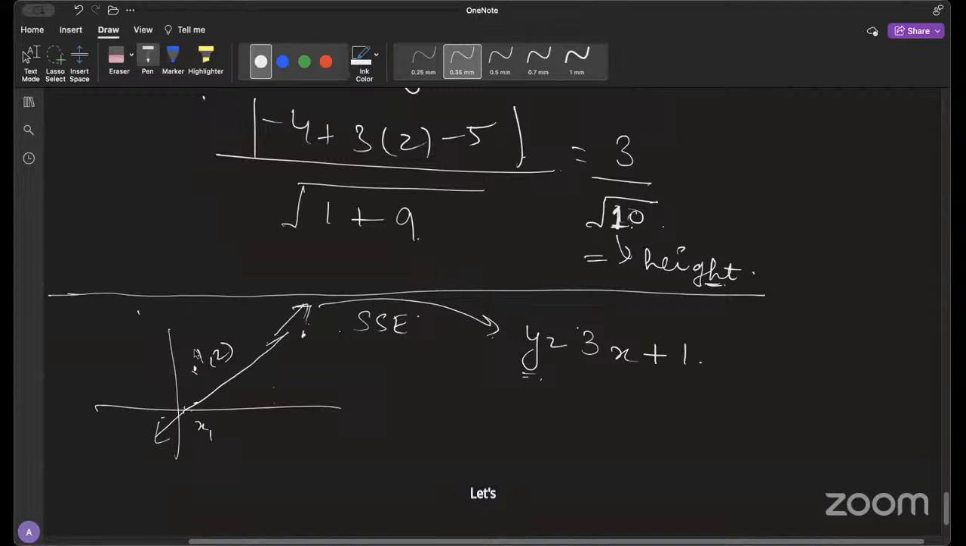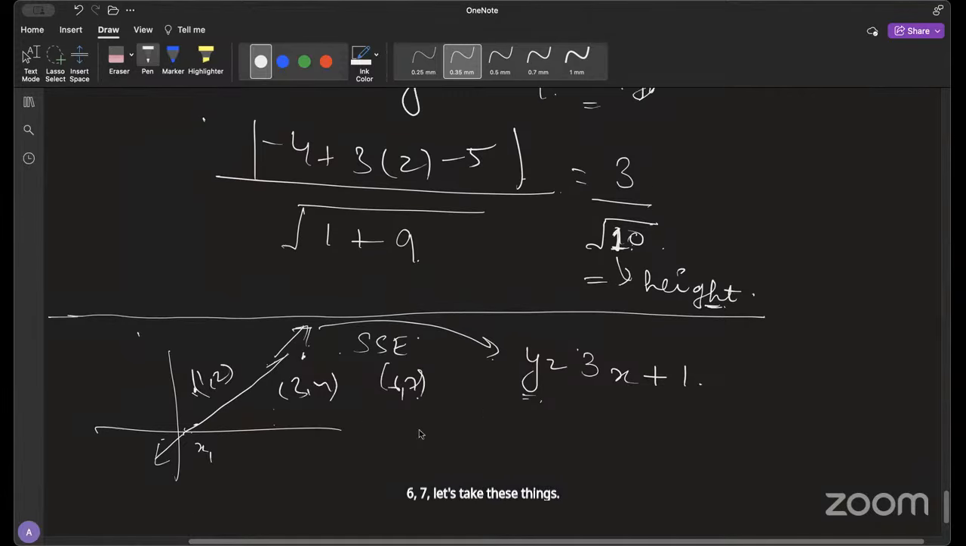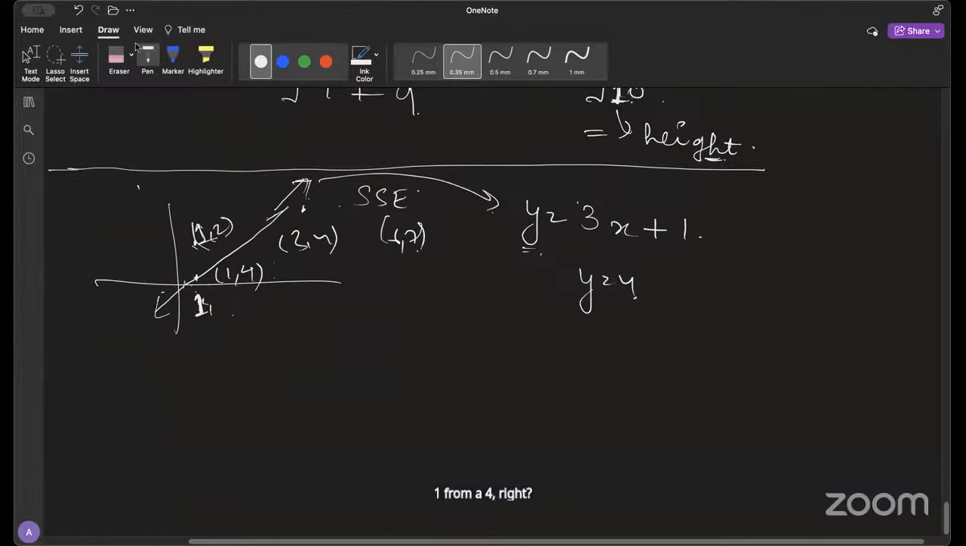Let's take 1, 2, 3, 4, and 6, 7. Let's take these things. So you'll put 1 here, 1 in this line. This is say 1. Here you have 1. You put x equals to 1 here, you will get y equals to 4. So the point on this line corresponding to x equals to 1 is 1, 4, right? Yes, ma'am.